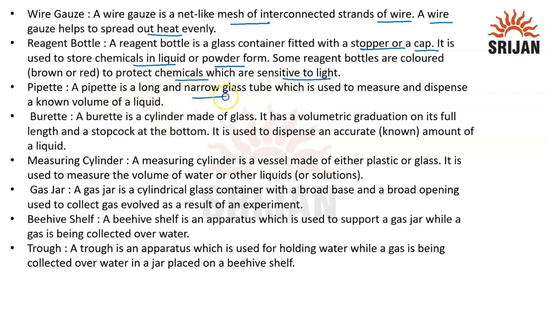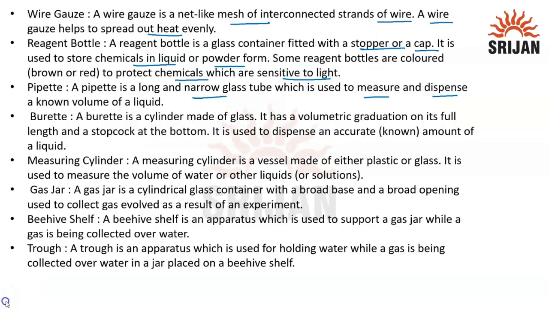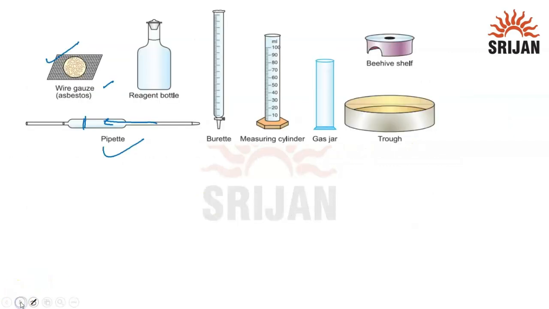Pipette. A pipette is a narrow glass tube which is used to measure and dispense a known volume of liquid. So in the pipette, some known volume of liquid can be filled and dispensed. Then the burette is a cylindrical tube made up of glass with different volumetric graduations marked on it and a stopcock at the bottom. To dispense an accurate amount of liquid, we use it in different experiments like titrations.